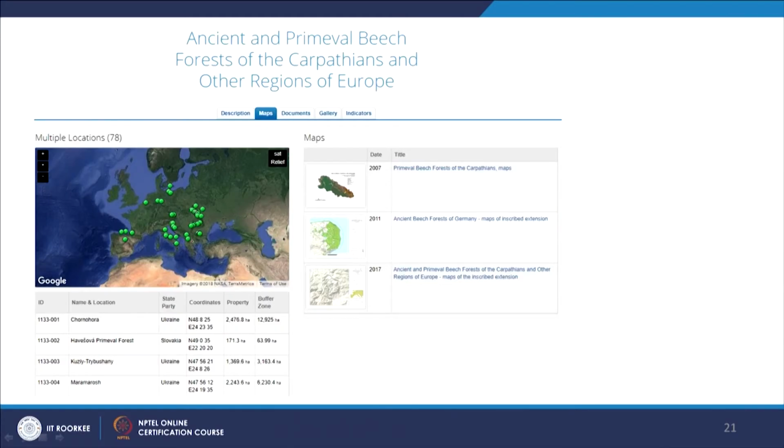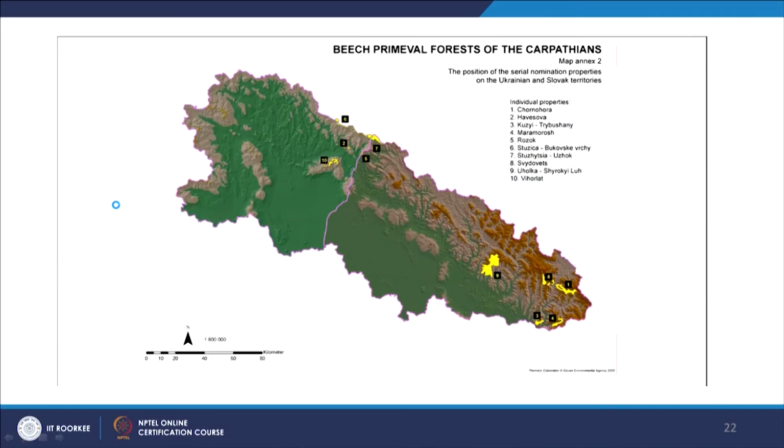If you look at the map of Europe, these are the potential sites which are recognized, and they are spread out from Spain to Italy to almost Ukraine and the northern part of Europe. If you go to the UNESCO website, you'll find all the details on the respective maps of these zones. I'll show you a few of them, like how the beech primeval forests of the Carpathians share a cross-boundary relationship between the Ukrainian and Slovak territories.